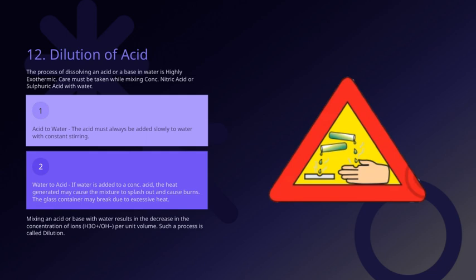To prevent accidents, the proper method is to always add acid to water, not the other way around. This way, the heat disperses more safely. And of course, constant stirring is necessary to ensure the heat is evenly distributed and to avoid localized overheating. In summary, always add acid slowly to water with continuous stirring, especially with concentrated nitric or sulfuric acid. This careful approach helps us manage the heat generated during dilution and keeps the process safe.